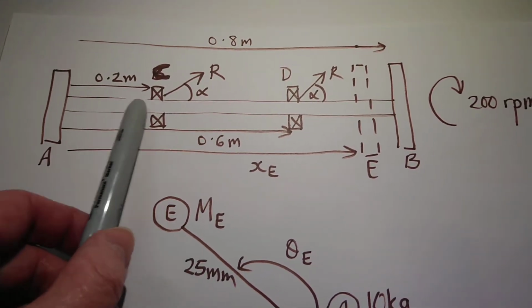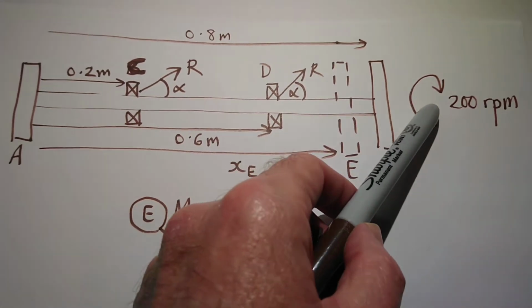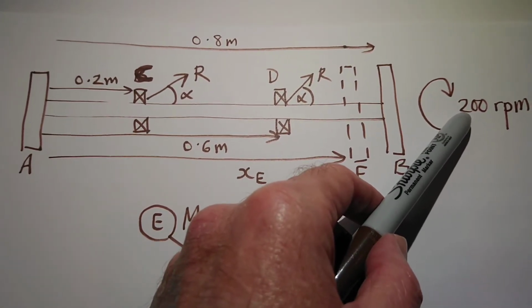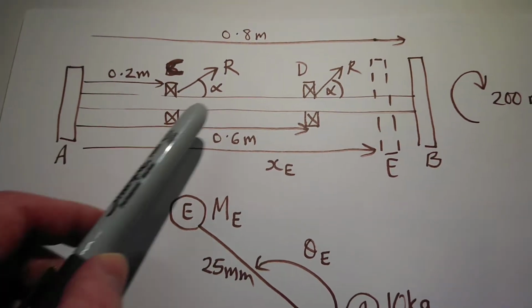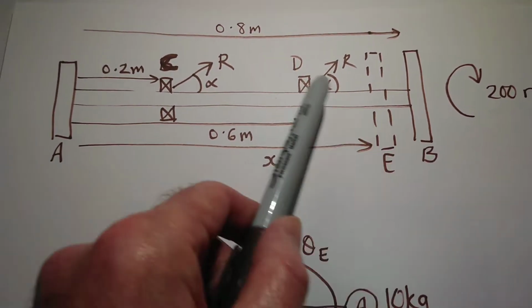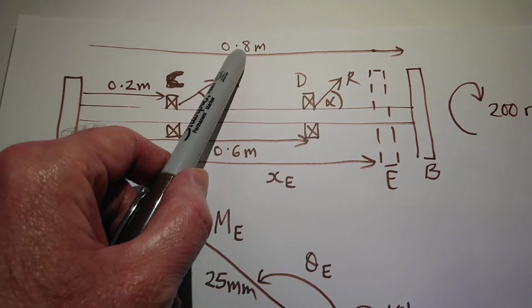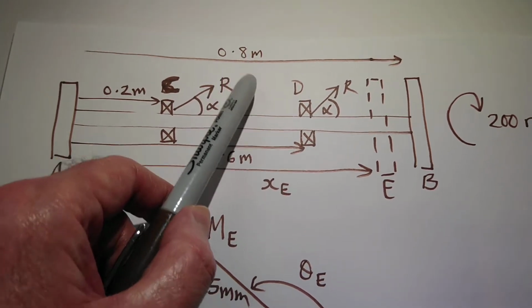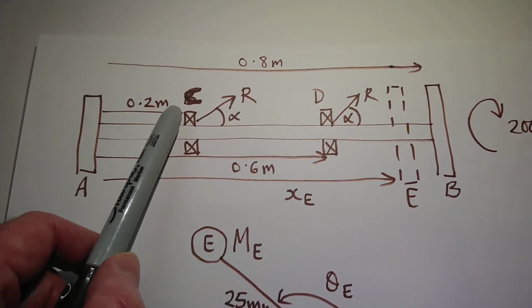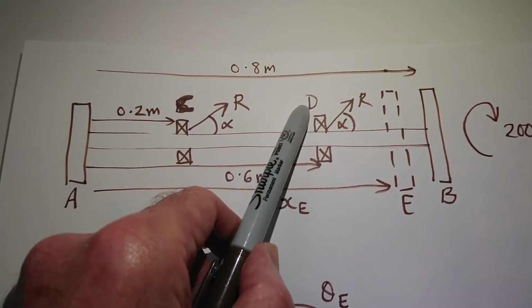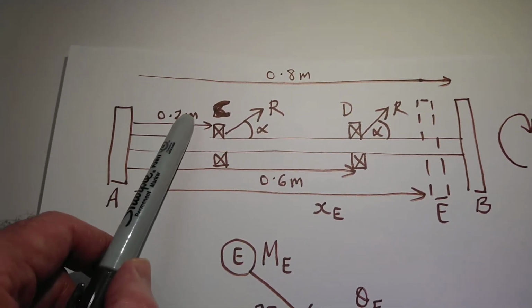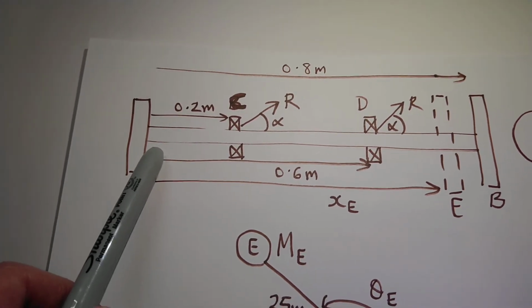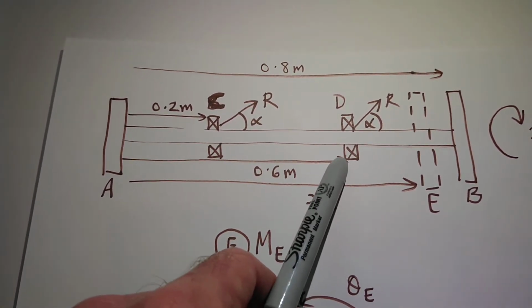So we have a shaft which is rotating at 200 RPM. We have disc A down at this end and disc B a distance of 0.8 meters away. The shaft is supported on two bearings, C and D. C is 0.2 meters from A and D is 0.6 meters from A.